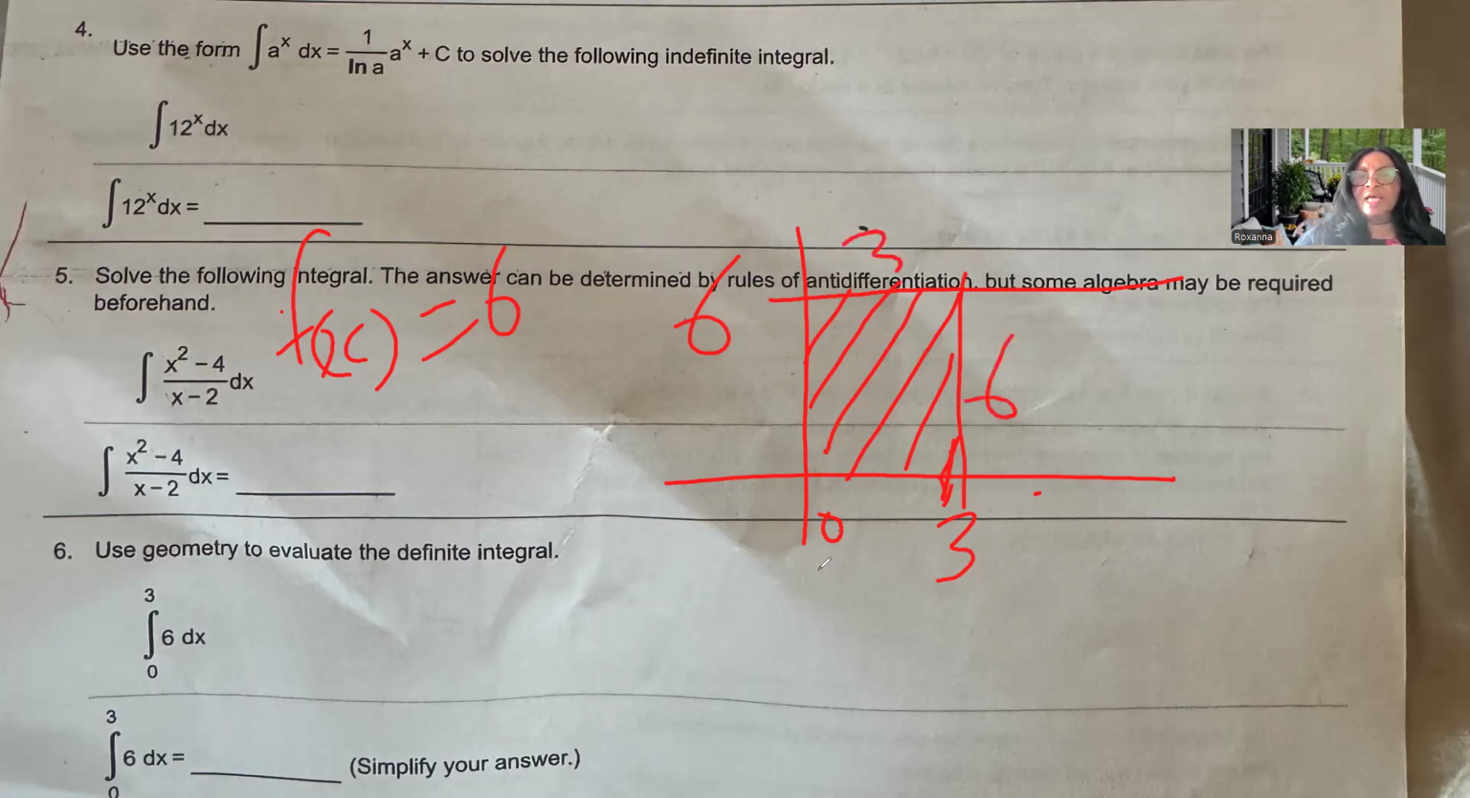Okay, so now I see that I have a rectangle with a height of 6 and a width of 3. All I have to do is find the area of a rectangle. Area of a rectangle is length times width, 3 times 6, which is 18. So the area is 18.